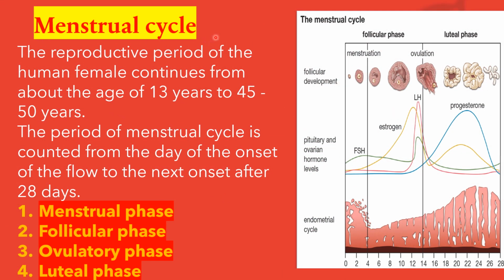Let us learn the menstrual cycle. What is the menstrual cycle? The reproductive period of the human female continues from about the age of 13 years to 45 to 50 years. The period of the menstrual cycle is counted from the day of the onset of the flow to the next onset after 28 days. There are 4 different phases of the menstrual cycle: menstrual phase, follicular phase, ovulatory phase, and luteal phase. These 4 are very important phases of the menstrual cycle.